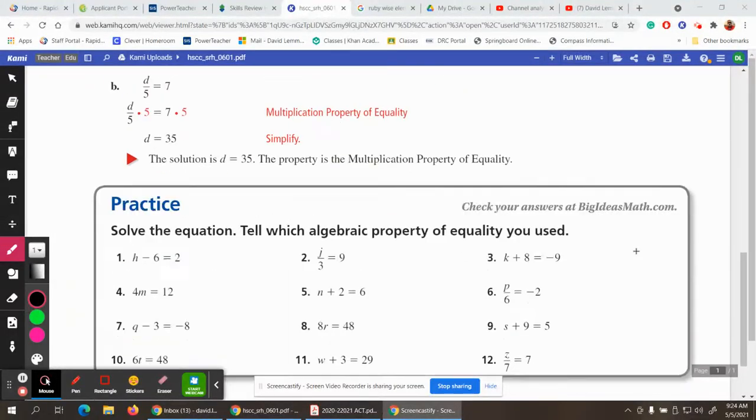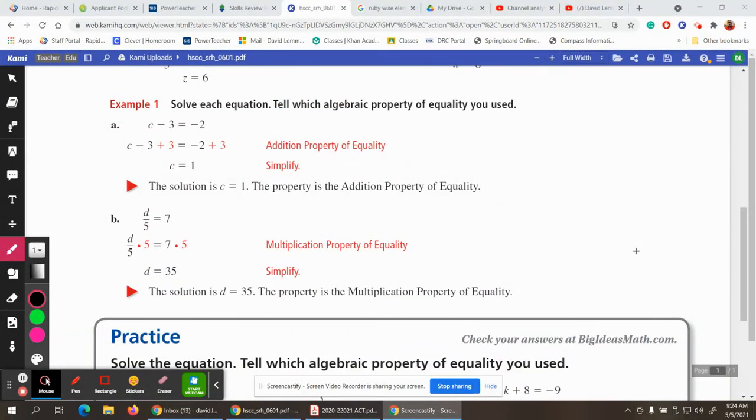So here's example one, where we have c minus 3 equals -2. We add a 3 to both sides, and that is c. That becomes a 0, so it cancels, equals 1.